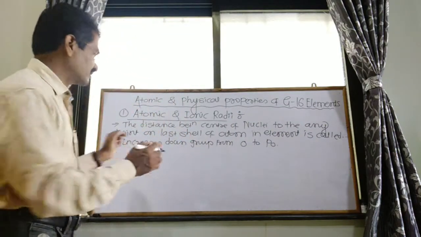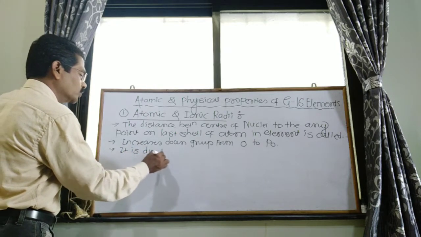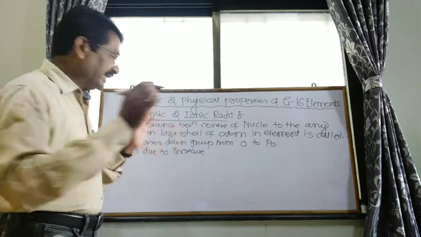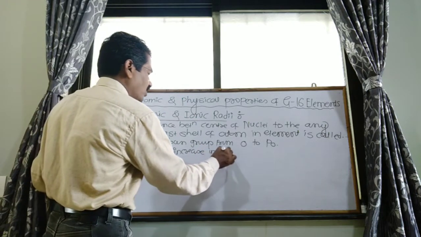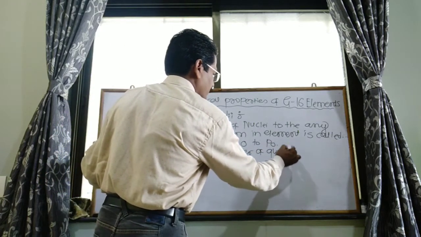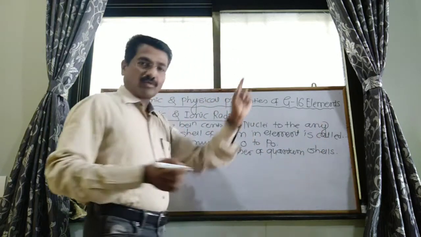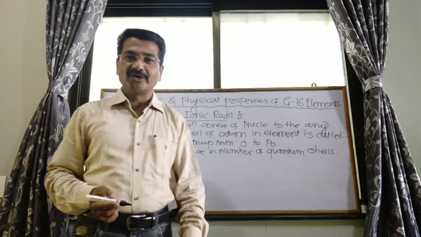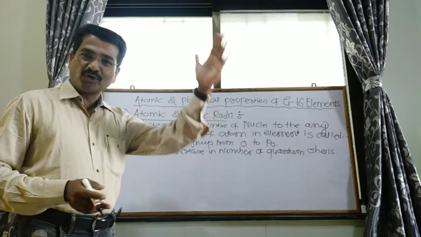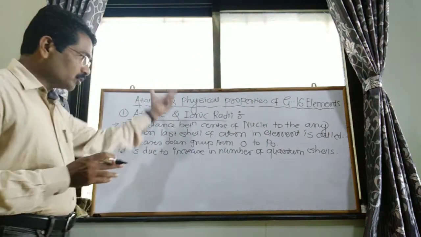Why? Reason: it is due to the increase in the number of quantum shells. From top to bottom, oxygen to polonium, the number of quantum shells increases. Therefore, the atomic and ionic radii of G16 elements increase from top to bottom.